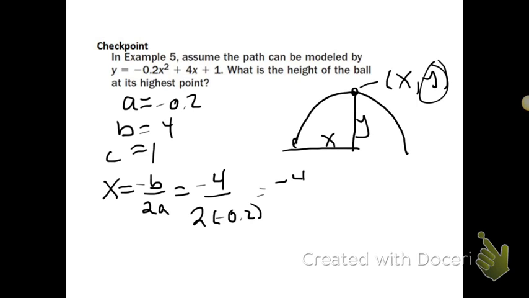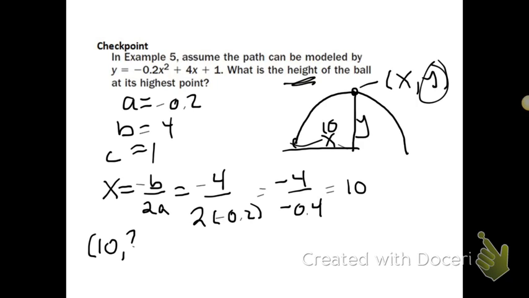That's going to be negative 4 over 2 times negative 0.2, which is negative 0.4. And if you divide negative 4 by negative 0.4, you're going to get just 10. So this is my x-coordinate of the vertex, keep in mind. The x-coordinate of the vertex is 10. We really don't want that. The problem is asking for the height of the ball, not necessarily how far horizontally it traveled.